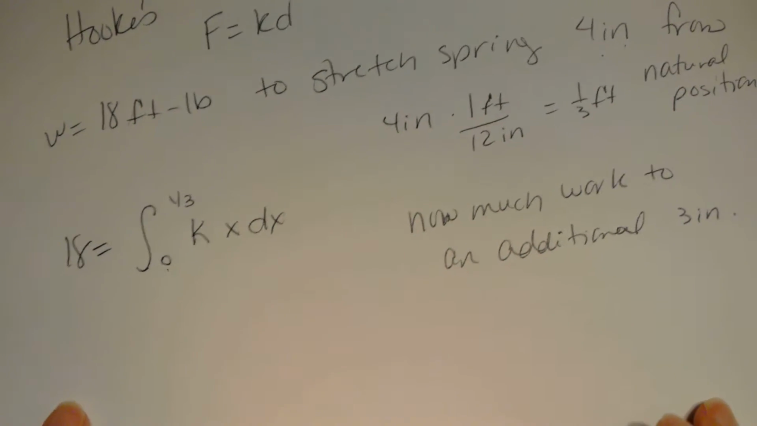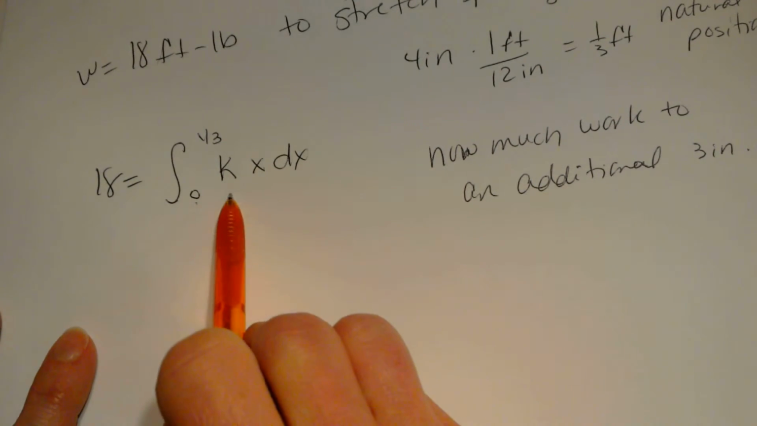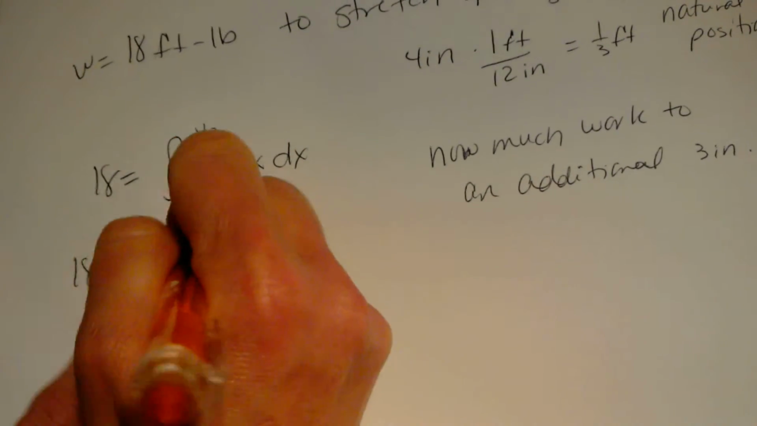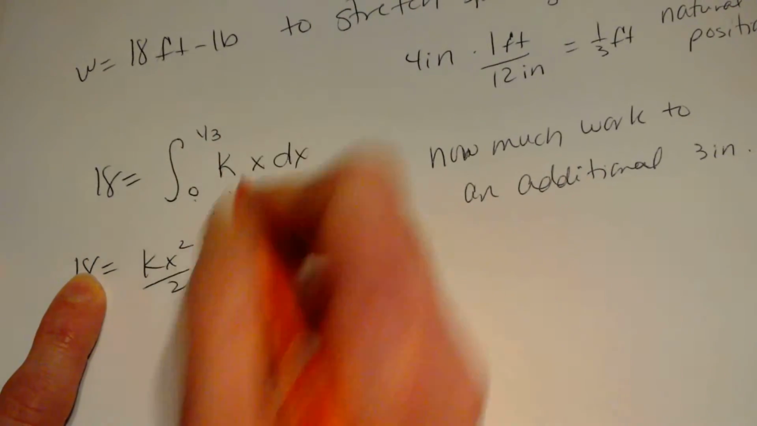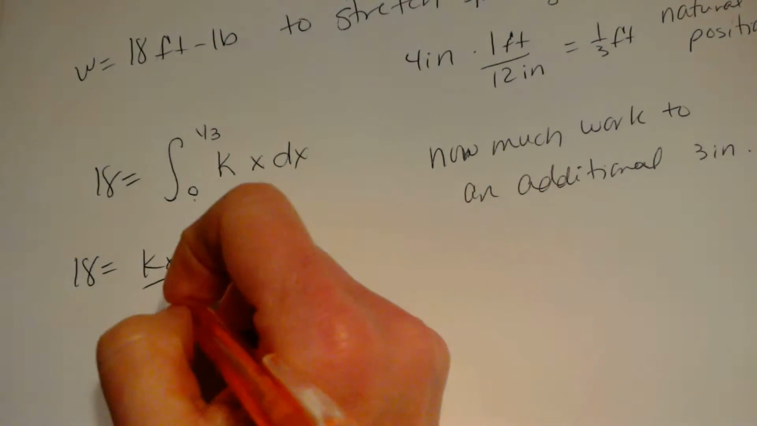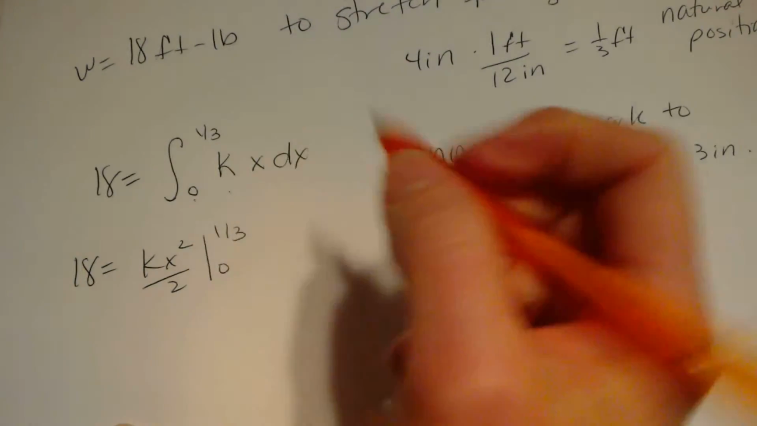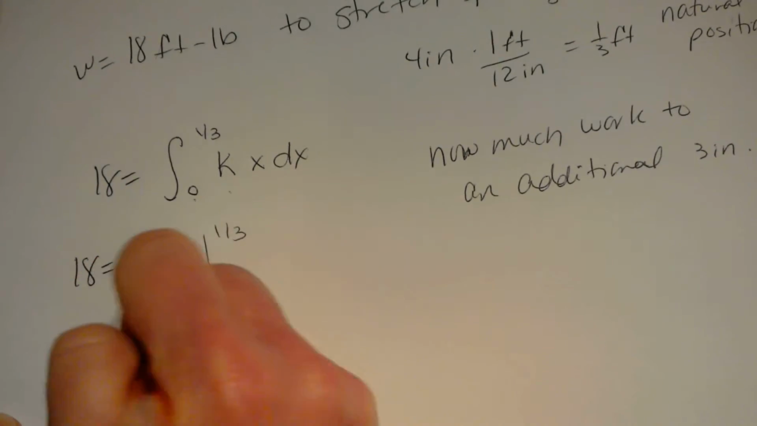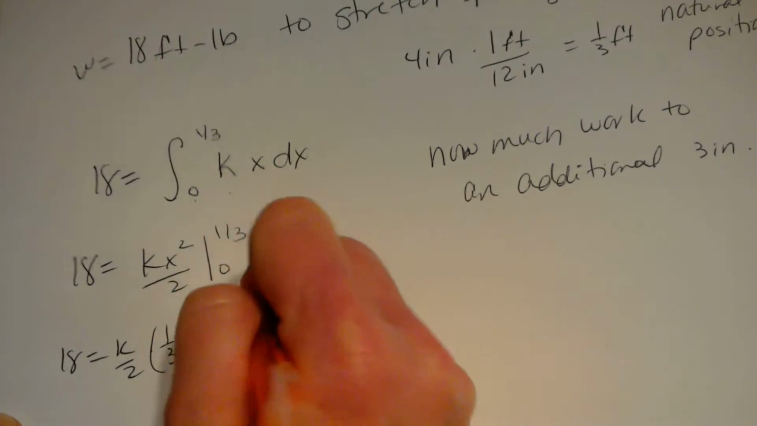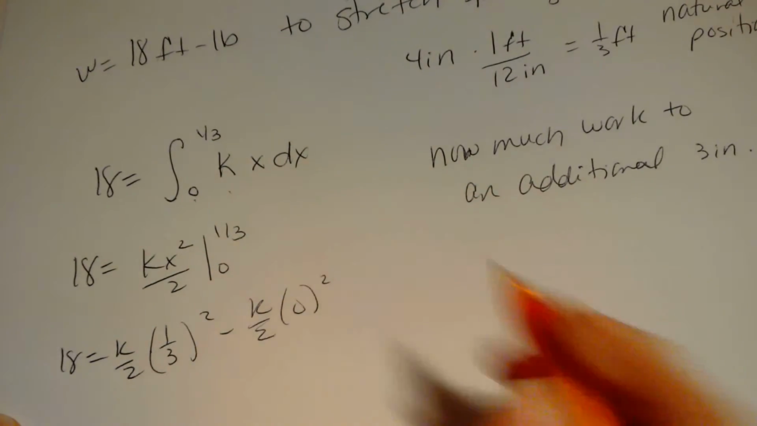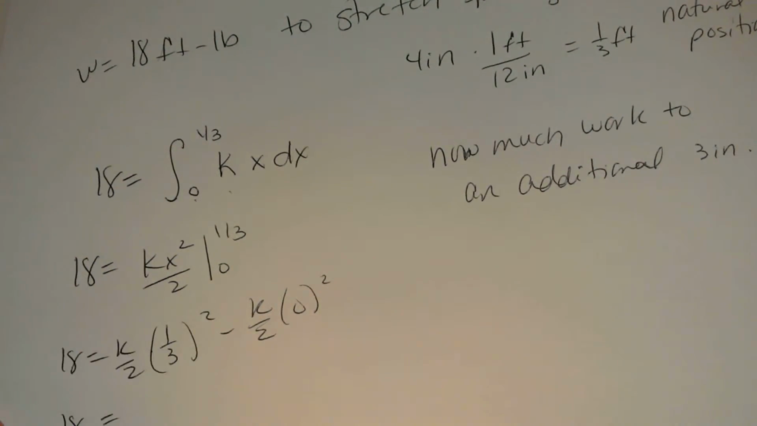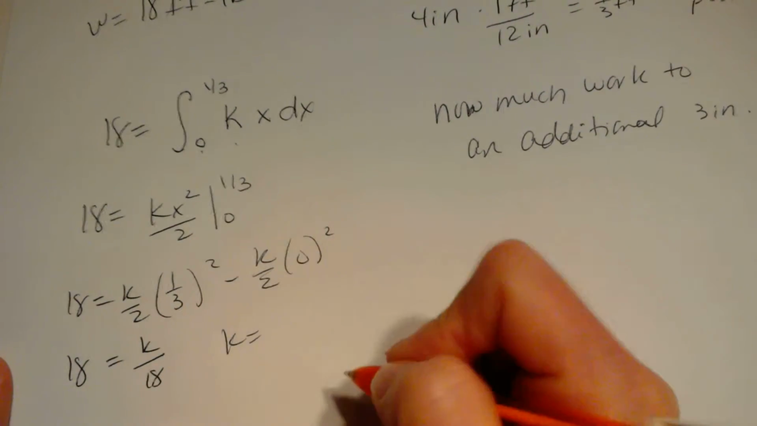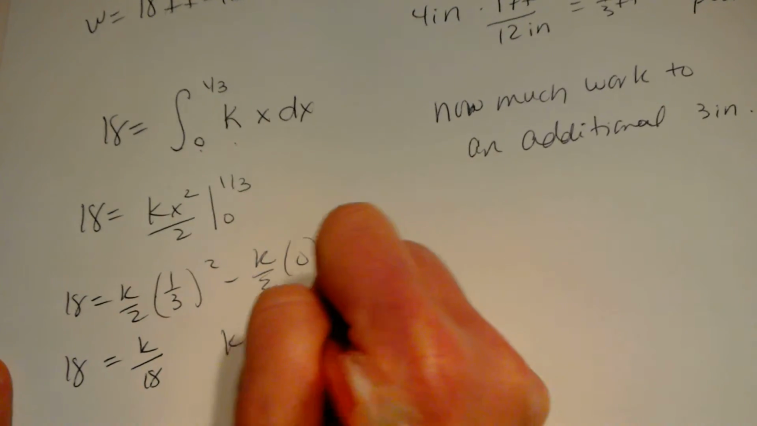Okay, so first thing we need to know is, what is our constant here? So we're going to solve for k. We're going to integrate this, so it's k x squared over 2 from 0 to 1/3. If I plug in 1/3, I get k over 2 times 1/3 squared minus k over 2 times 0 squared. So that gives me 18 equals k over 18. So k is 18 squared, which is 324.